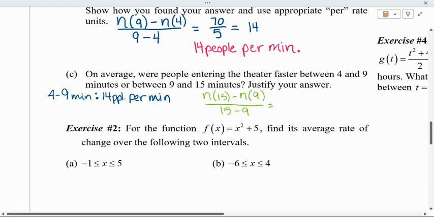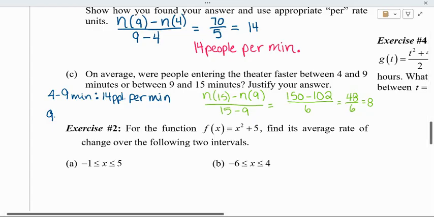So how many people entered the movie theater at N of 15? 150. What about N of 9? It's 102, right? What is 15 minus 9? 6. 150 minus 102 is 48. 48 divided by 6 is 8.